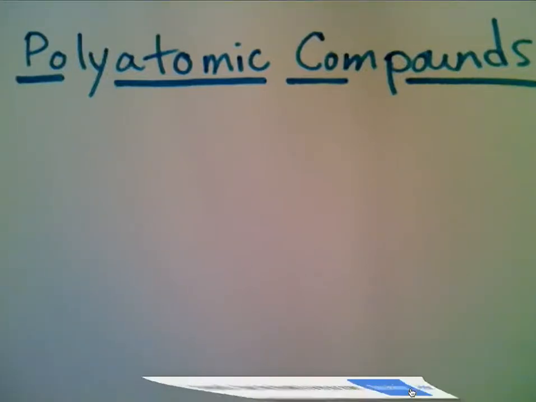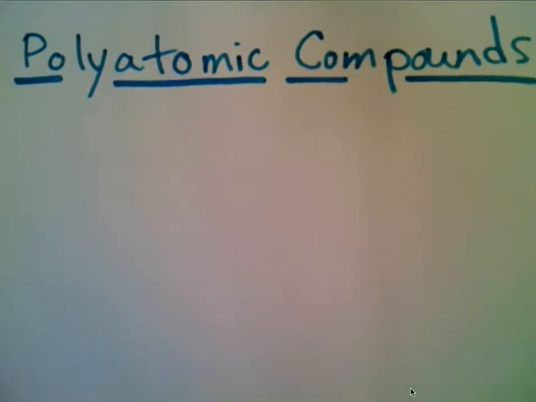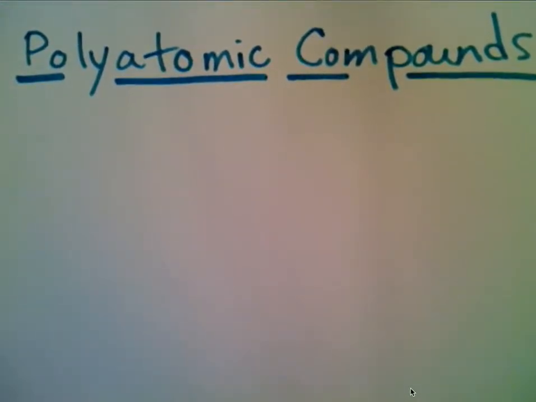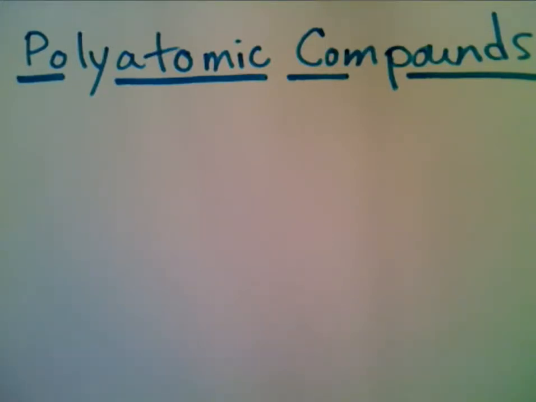This video will talk about how to name ionic compounds, but more specifically polyatomic compounds. The way to go about this is very similar to when you were doing binary compounds. So what we do is we start off with a particular compound. So let's say that the compound is magnesium cyanide.